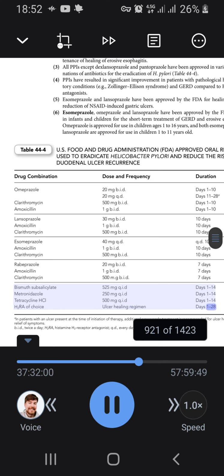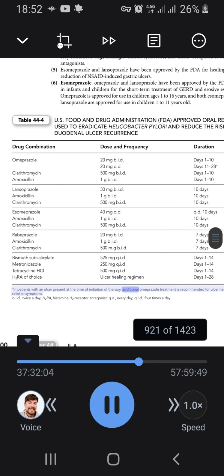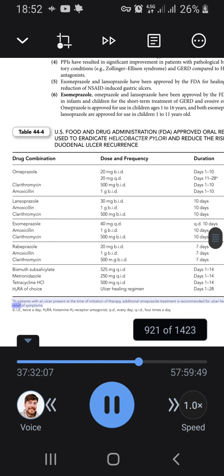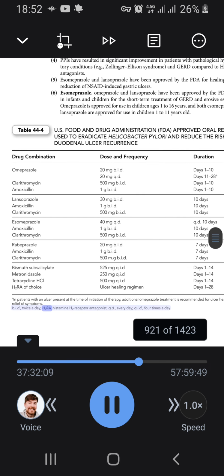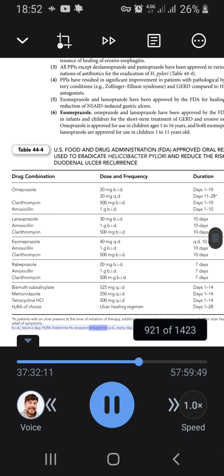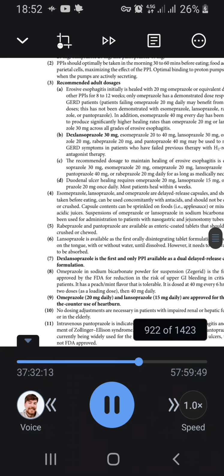Days 15 to 28. In patients with an ulcer present at the time of initiation of therapy, additional omeprazole treatment is recommended for ulcer healing and relief of symptoms. BID, twice a day. H2, histamine H2 receptor antagonist. QD, every day. Chapter 40.